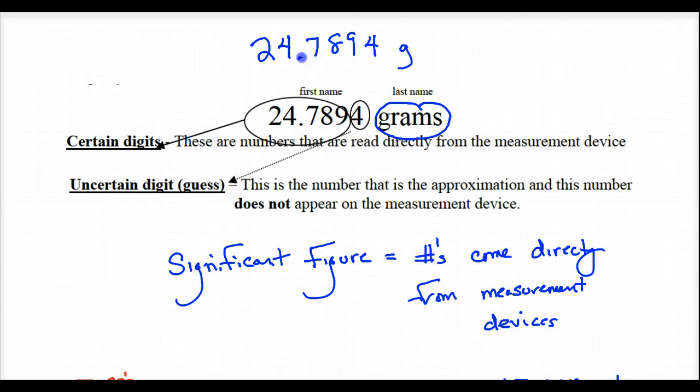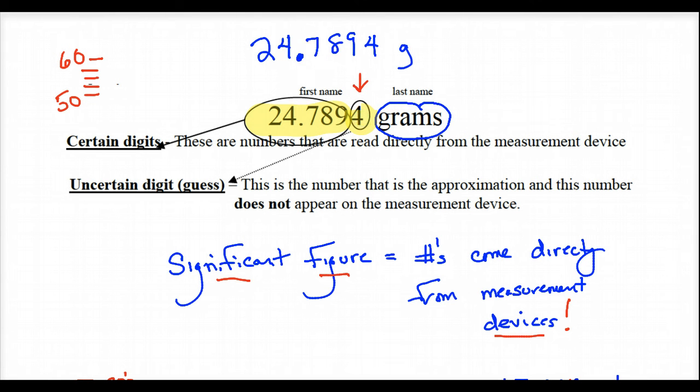By the reporting of this number alone, I can tell which numbers are significant. Significant figures are numbers that come directly from the measurement devices. Numbers that come from the measurement device include all the numbers that we're certain of, which means either it was on a line itself, or calibrations in between numbers, and including the guess.